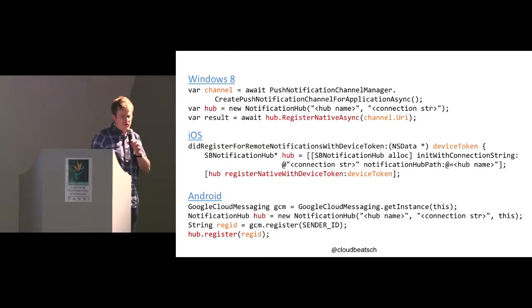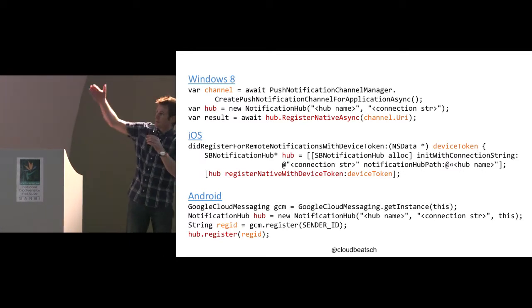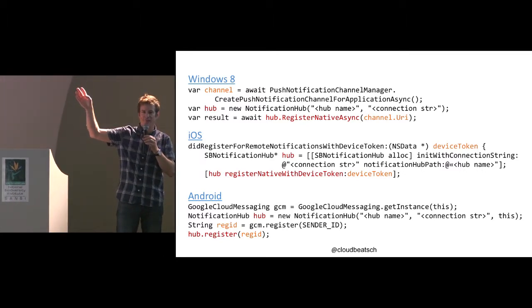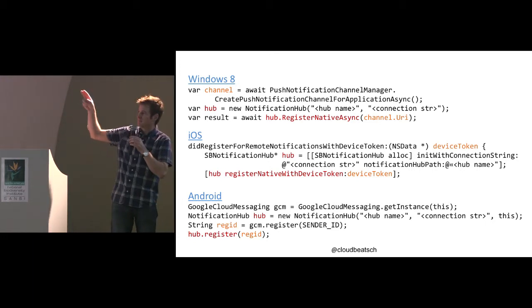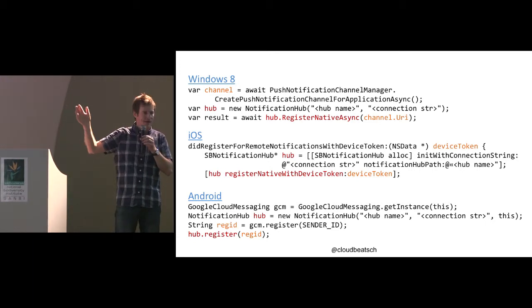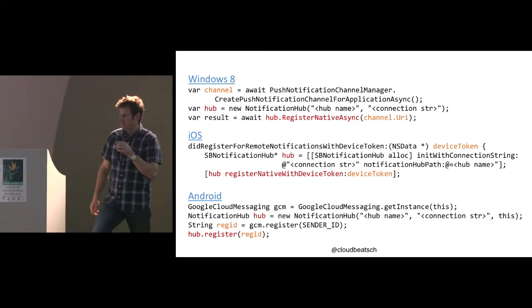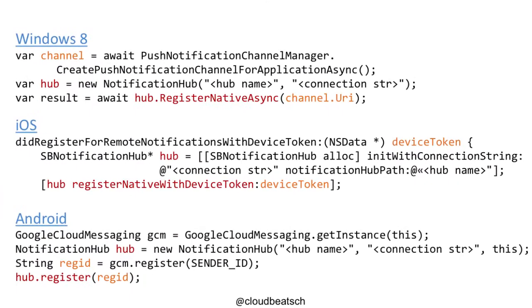So what does this look like from a registration perspective? You simply use the client API to register with the hub. And to register with the hub, you actually need your channel URI. So for instance, for those who use Android, you create an instance of Google Cloud Messaging, and then you retrieve the channel URI, and then you register it with the hub. So this is straightforward, but it still has some complexity.